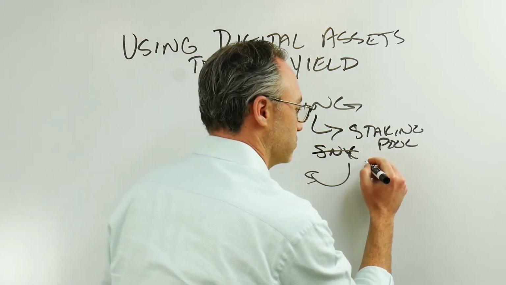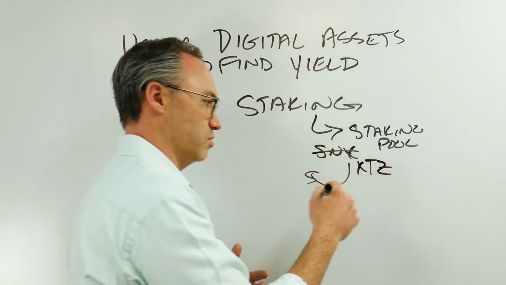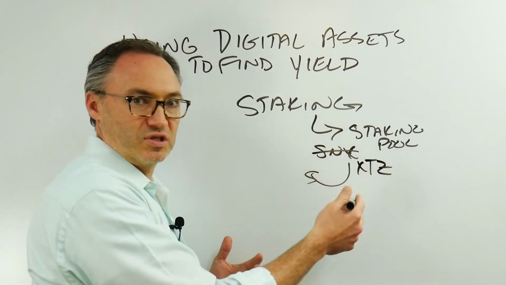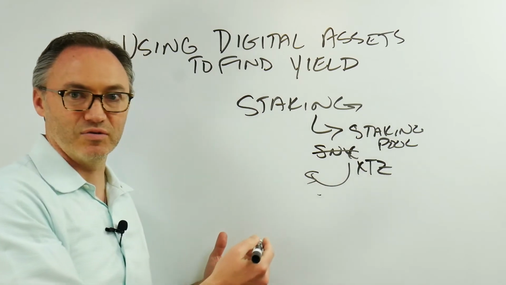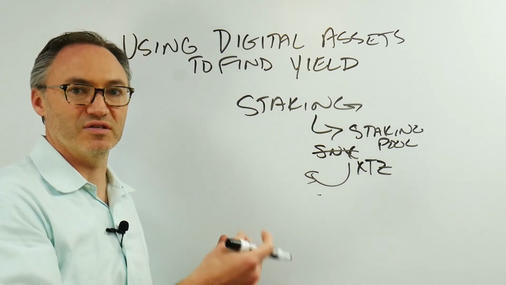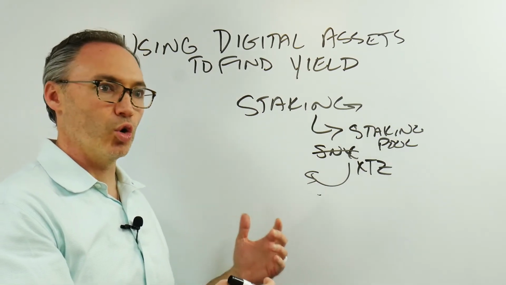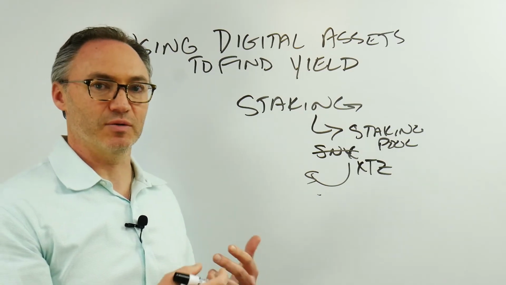We'll call it Tezos. Tezos is a good one for staking. So you can contribute this to a staking pool, and you can get paid more of this. So you get more Tezos in this case, and you can go to a company like Staked or some others that can help you stake some of your cryptocurrency.